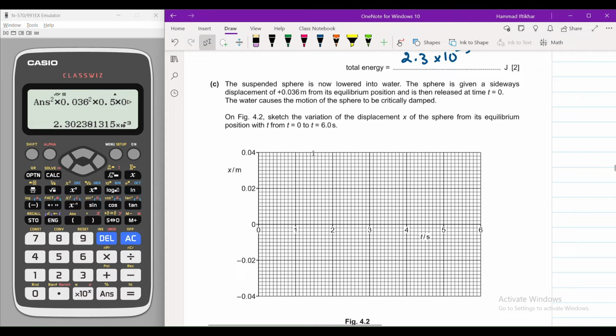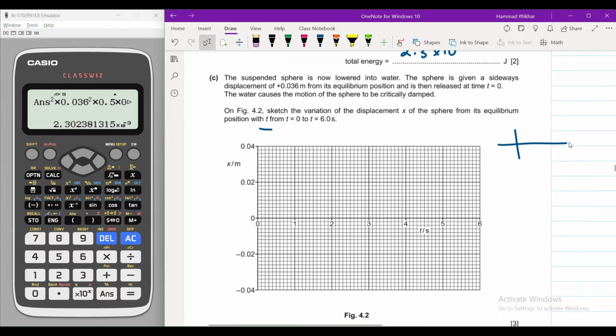The suspended sphere is now lowered into water. The sphere is given a sideways displacement of plus 0.036 from its equilibrium position, and then released at time t equal to 0. The water causes the motion of the sphere to be critically damped. Sketch the variation of the displacement x of the sphere from its equilibrium position with t, from t equal to 0 to t equal to 6 seconds.